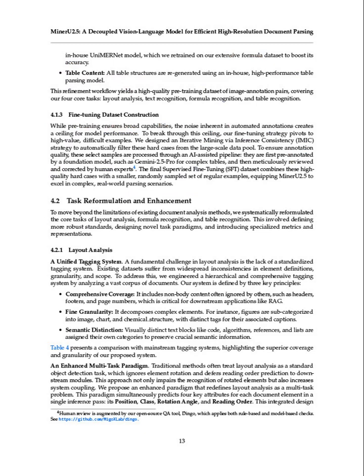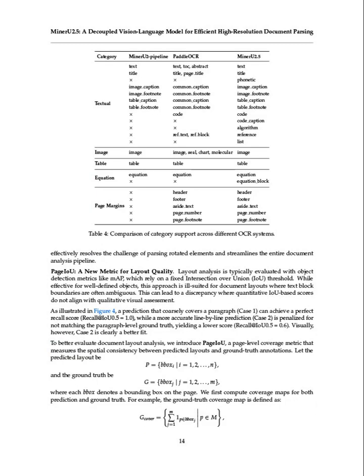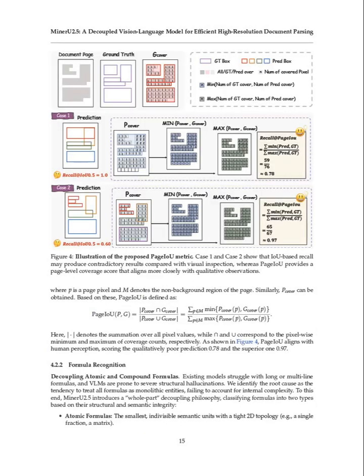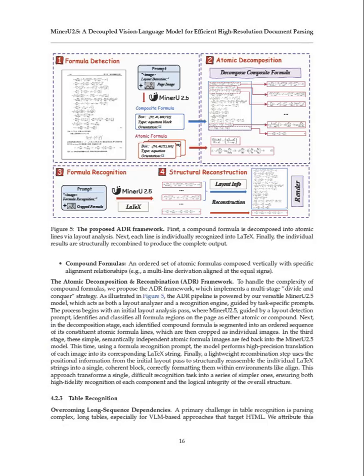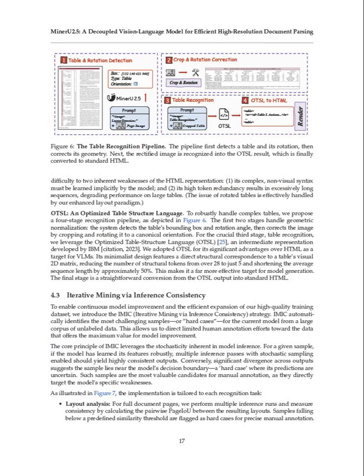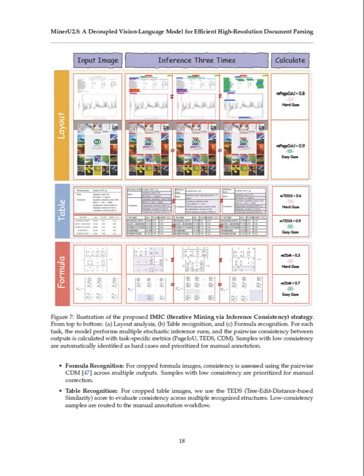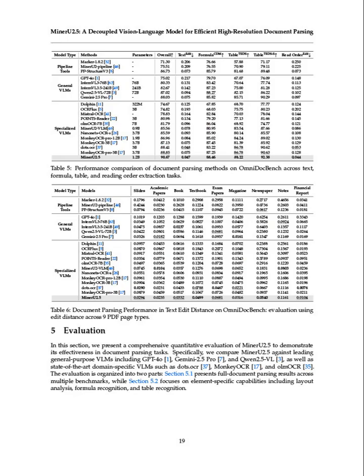Wait, it beat Gemini Pro? The 1.2 billion parameter model beat Gemini? According to their results on this benchmark, yes. And it also significantly outperformed larger open-source multimodal models like Qwen 2.5 VL 72B, which scored 87.02, and InternVL 3.5 241B at 82.67. Wow.